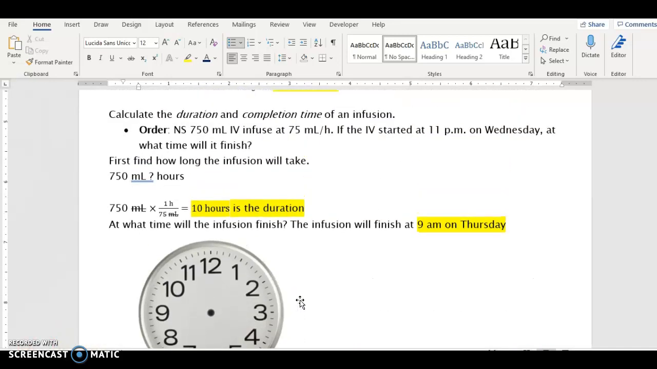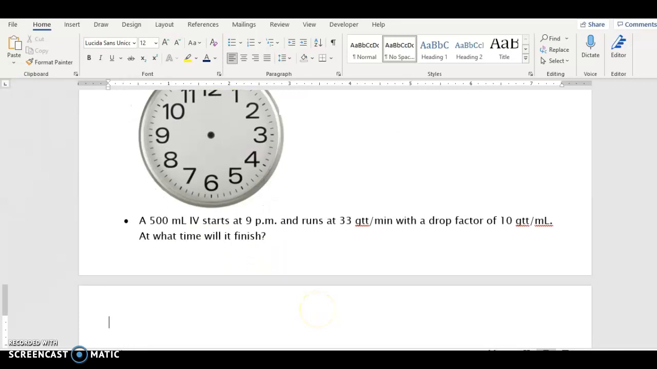Just like in the previous example, let's first find out how long the infusion will take. So what do we start with? Do we start with the volume, with the flow rate in drops per minute, or with the drop factor in drops per milliliter? In this case, we're given the amount of solution, the flow rate in drops per minute, and the drop factor in drops per milliliter.